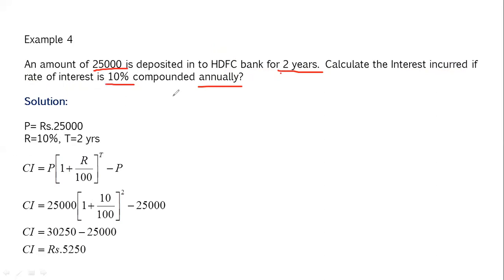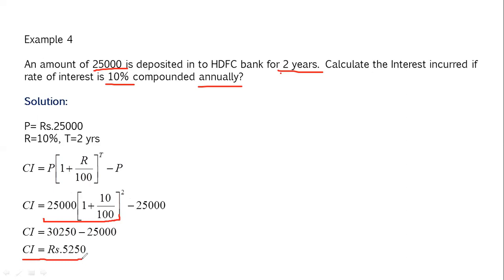10%. So compounded annually. So CI is equal to capital P in bracket, we know the formula, 1 plus R upon 100 to the power capital T, minus P. So CI is equal to 25,000 in bracket 1 plus 10 upon 100 squared, minus P, which is 25,000. So if you do this calculation, it will be 30,250 minus 25,000. So CI will be 5,250.